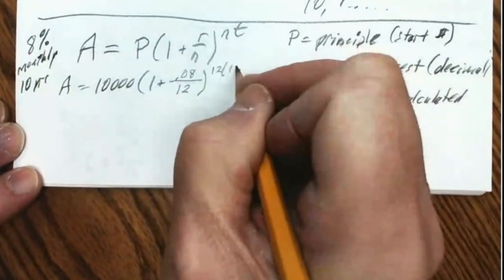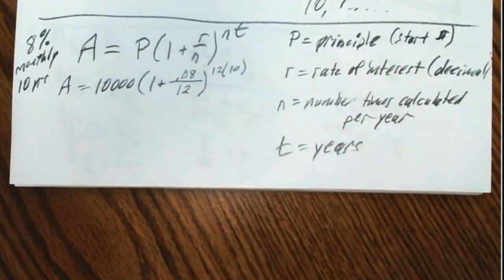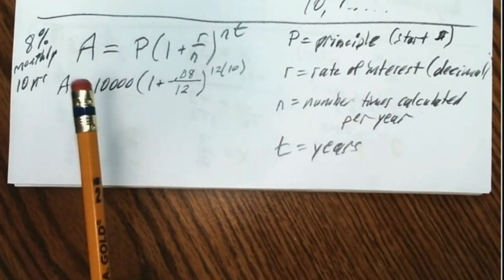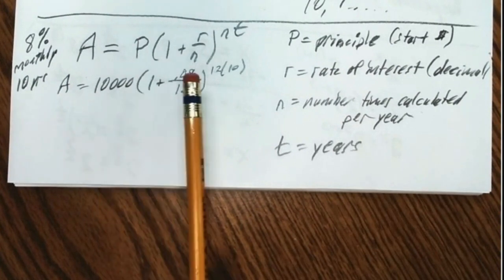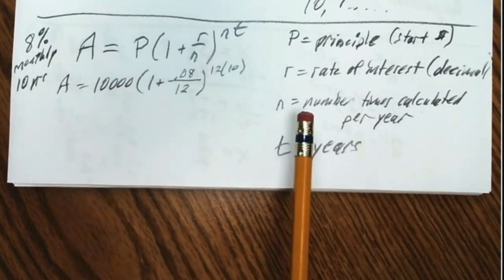So 12 times 10. So that's just taking these numbers and plugging them in. We start with $10,000. We're going to make 8%, 0.08. Remember, it has to be a decimal.